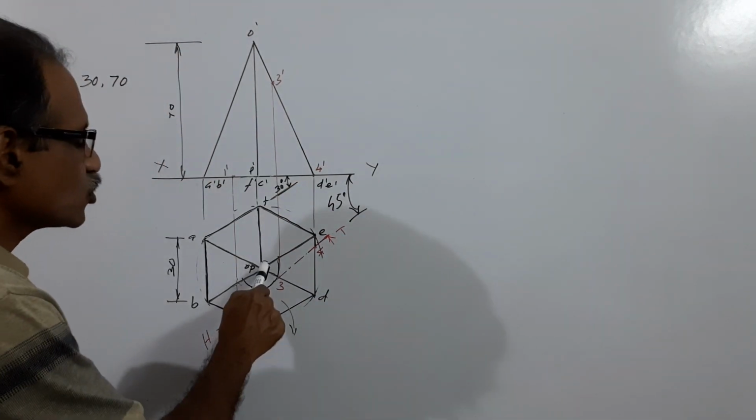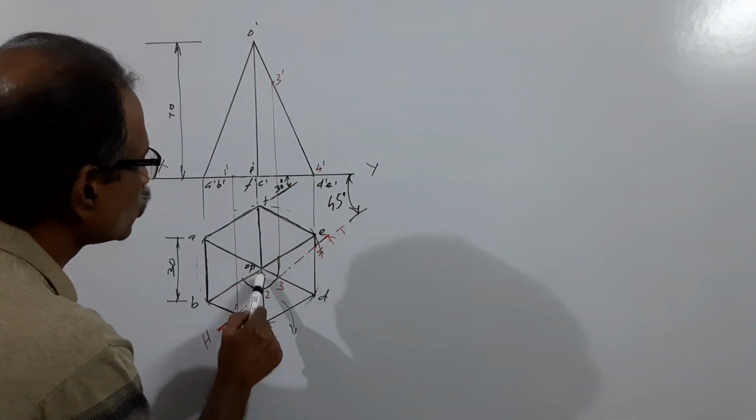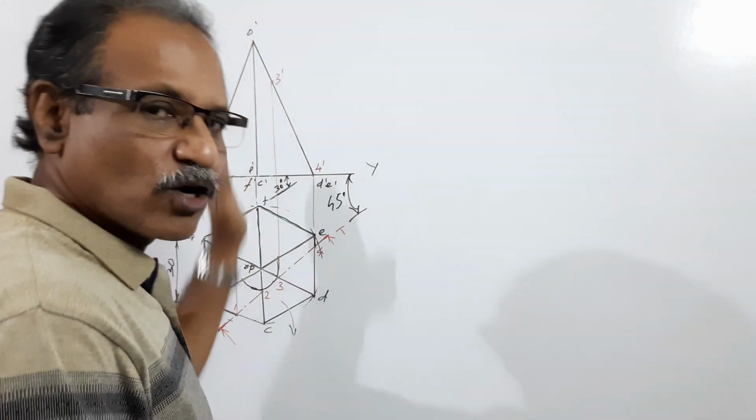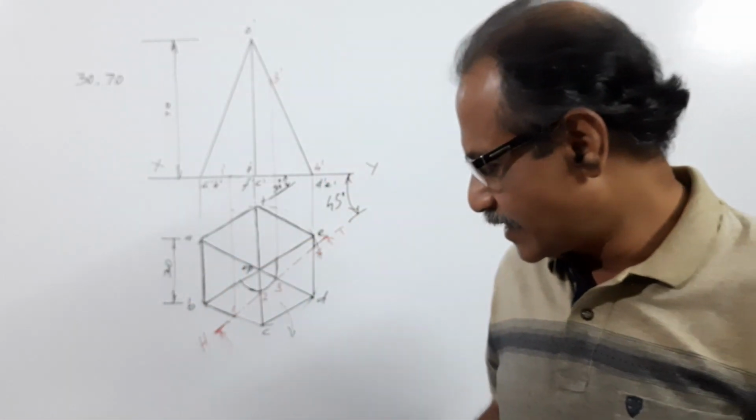Where is 2? 2 is on OC. If you project 2, it will coincide with the projector. You will not get an intersecting point. It will go along with the line, parallel to the line or coinciding with the line. So, 2 dash you cannot get there.